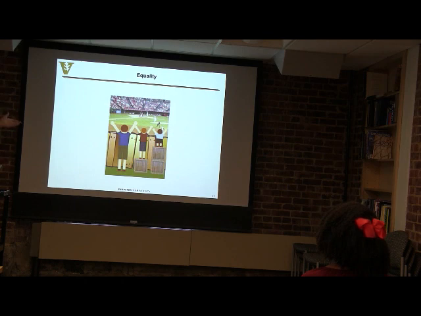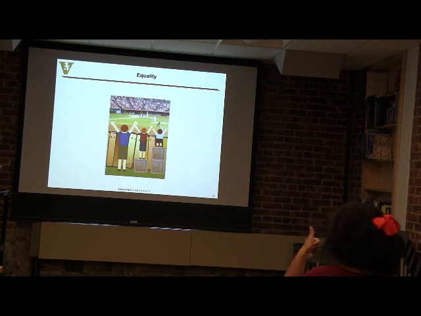Alright, so is this equality where the tall person can see over the fence just fine, the medium-sized person gets one box because that makes it able to be seen, 2 boxes for the short person? Is this equality? Yeah. Thumbs up? Yeah, everybody is not getting the same thing, but the end goal of seeing the baseball game, that's being achieved, and so that would be equality.